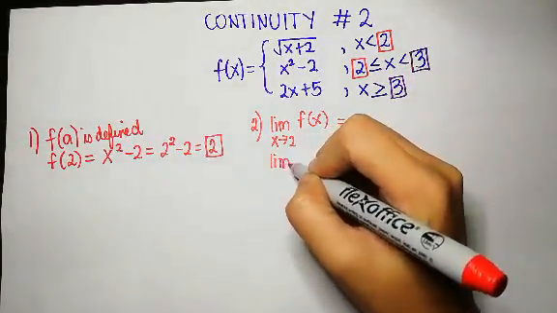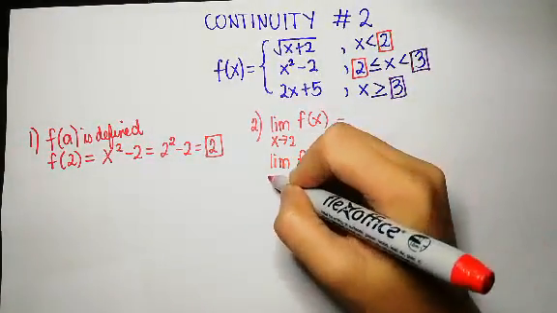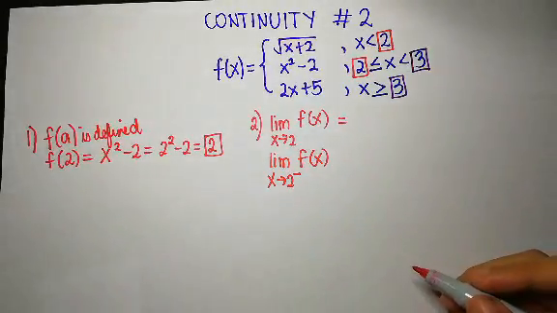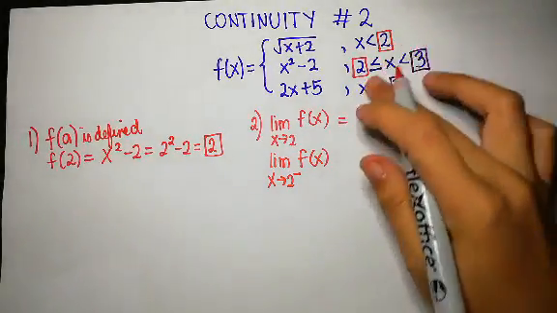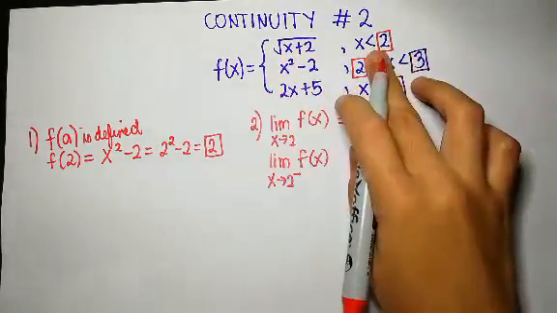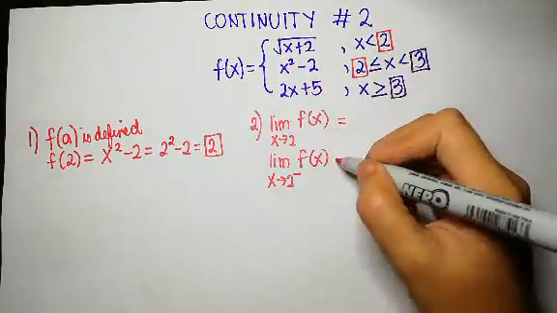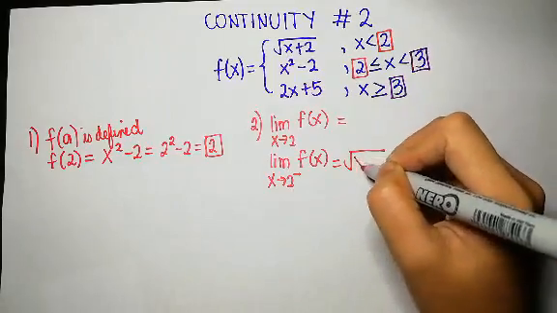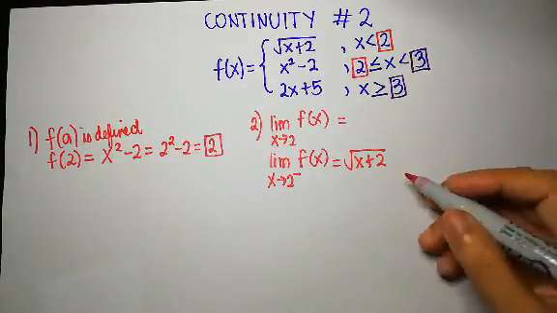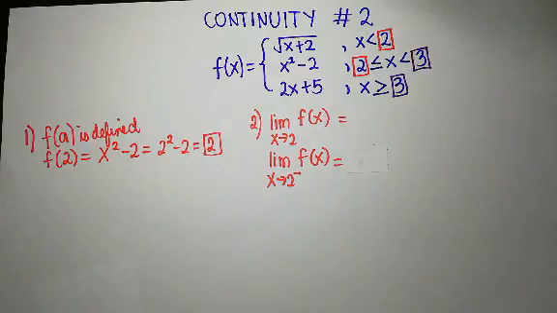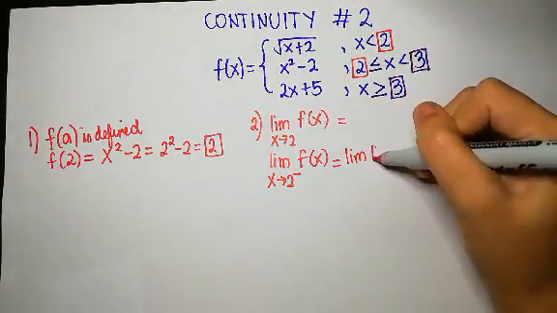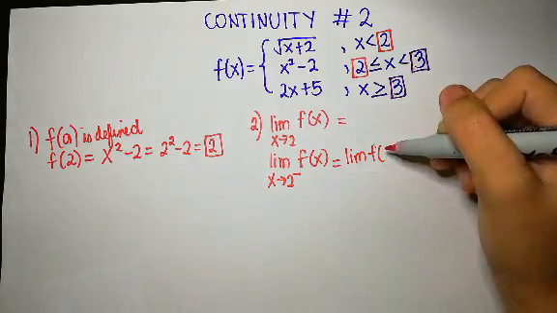So, limit of f of x as x approaches 2 to the left. Alin dito yung less than 2? Alin dito sa dalawa? Okay, syempre, yung una. Kasi x is less than 2. So, ito siya. Ang function natin ay square root of x plus 2. Oh, sorry. Hindi ko nalagay yung limit. Wait lang. In-erase ko muna. So, nalimutan ko kasi yung limit.